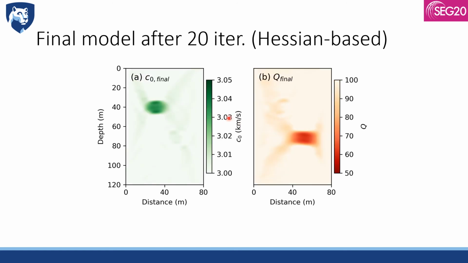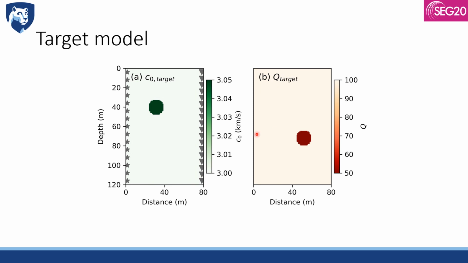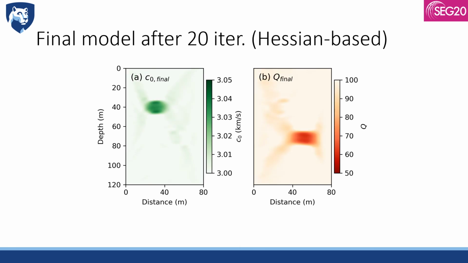Here is the final model after 20 iterations using the Hessian-based method. Let's compare with the target model. So this is the target model, and this is the final model. And it looks fairly good. The distortion of the anomaly is basically due to the limit of the source-receiver geometry. The sources are on the left-hand side and the receivers are on the right-hand side, so the horizontal resolution is not as good as the vertical one.